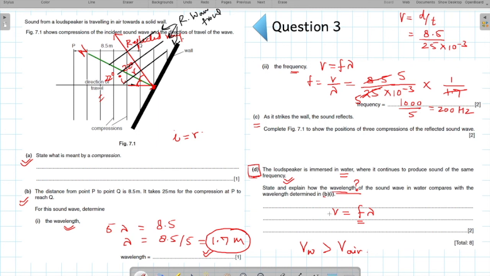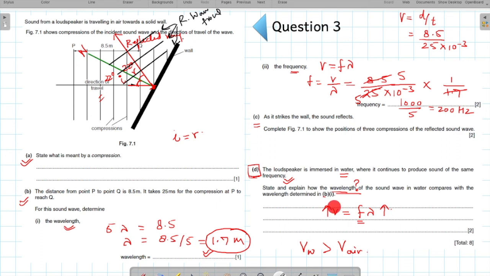If the speed goes high, what happens to the wavelength? Wavelength also has to increase so that the right hand side of the equation stays equal to the left hand side, because the frequency is constant. Whenever the speed increases, the wavelength increases. Whenever the speed goes down, the wavelength goes down. It is explained using the wave equation.